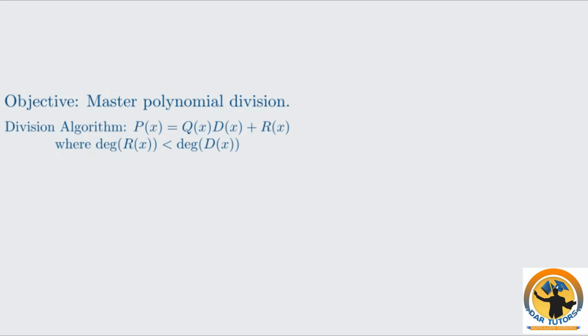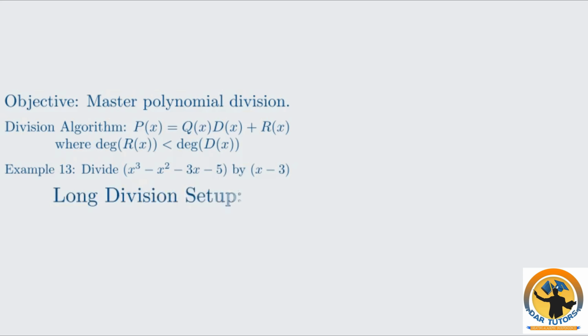Let's start with division by a linear polynomial. Find the quotient and remainder when x cubed minus x squared minus 3x minus 5 is divided by x minus 3. We set up the long division. First we ask, what do we multiply x by to get x cubed? The answer is x squared. We write x squared in the quotient.